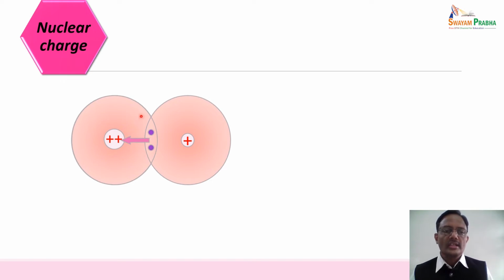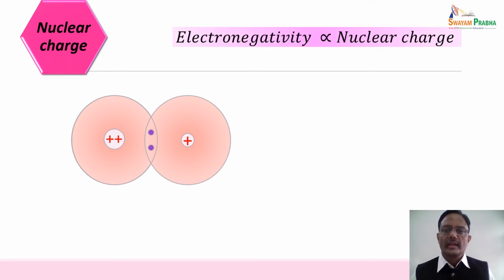Hence, the electron density will be populated to a greater extent on this atom having higher nuclear charge, and the electron density will be lower on the other side with lower nuclear charge. In other words, we can say that the electronegativity is directly proportional to nuclear charge on an atom.